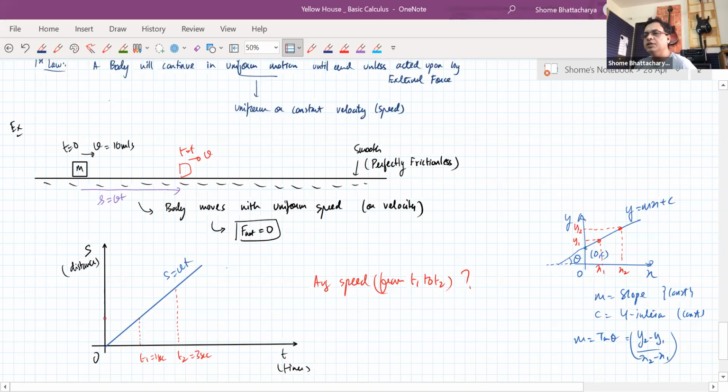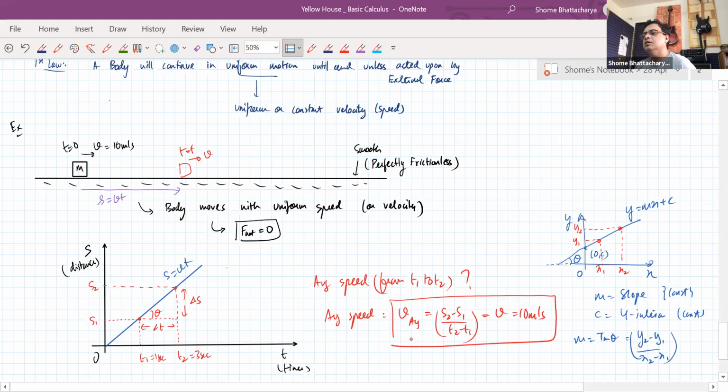Yes. Because see, what will happen here is that it doesn't matter how much this t1 and t2 is, and therefore how much s2 and s1 is, because it's a straight line, no? It'll all be the same. This delta s by this delta t will be the same for all intervals of time. So the average speed, which is s2 minus s1 upon t2 minus t1, is equal to constant only. It's equal to 10 meters per second.